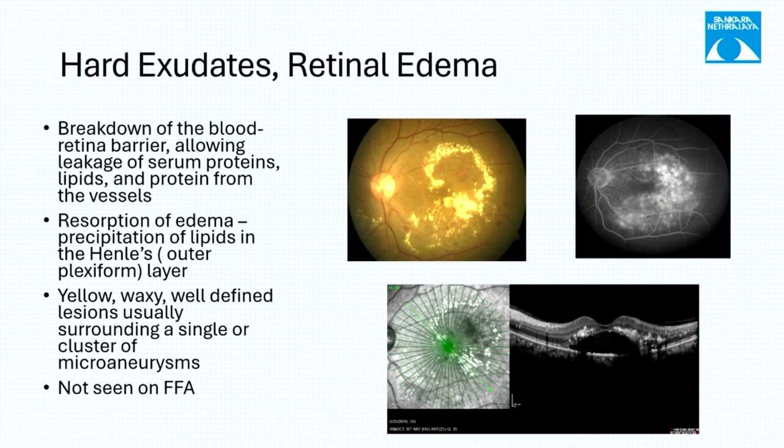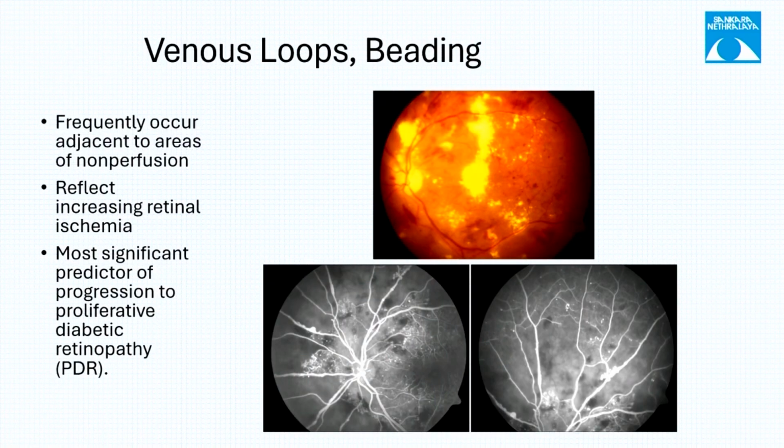Now, why do we get hard exudates? It's a breakdown of the blood-retinal barrier, and you have leakage of serum proteins and lipids from the vessels. The hard exudates occur when the fluid gets absorbed and just the lipids are left behind. They are yellow and waxy. And one thing, they're not seen on fluorescein angiogram. That is because of the difference in the use of the filters. So you see these typical hard exudates, and because they leak from the abnormal vessels, you see these microaneurysms always at the center. That is why we call them circinates.